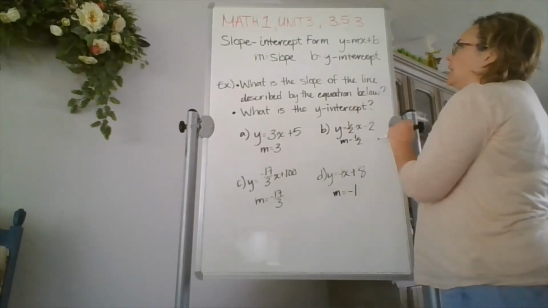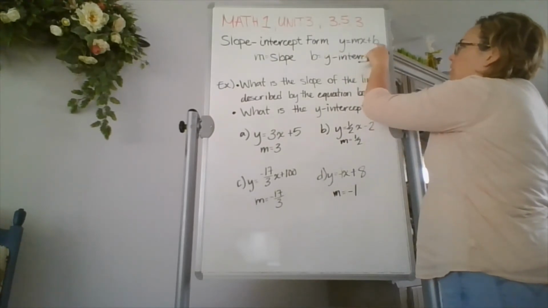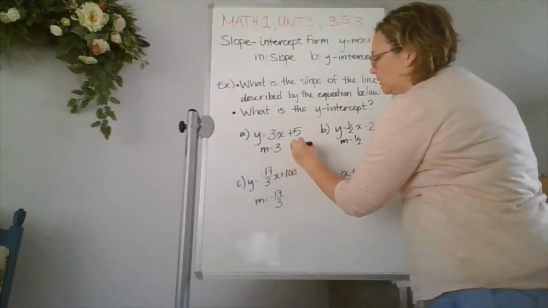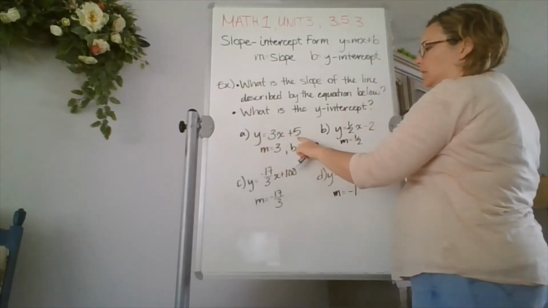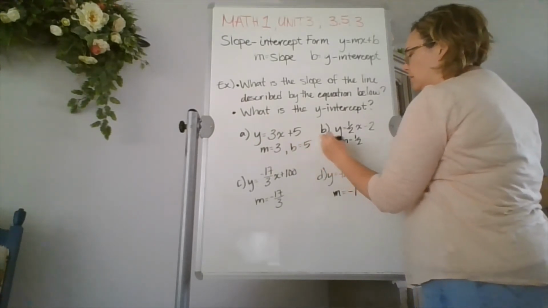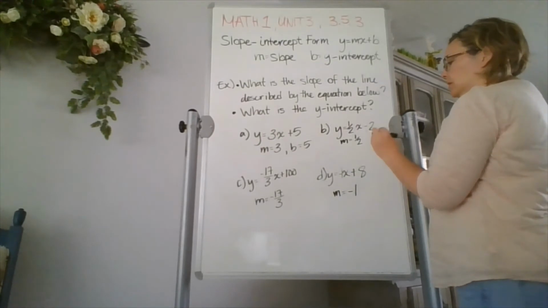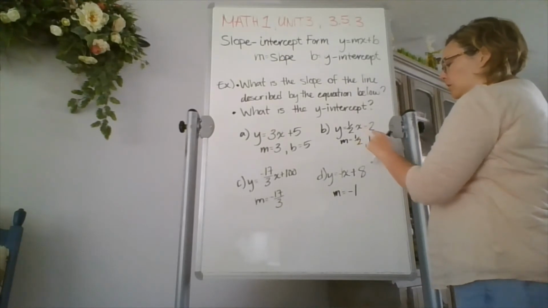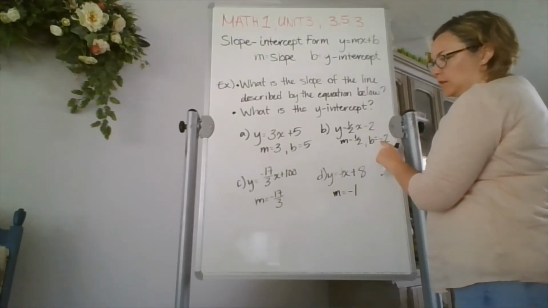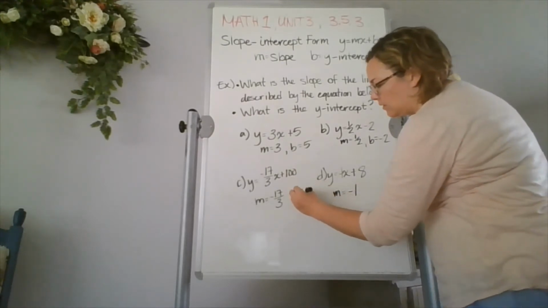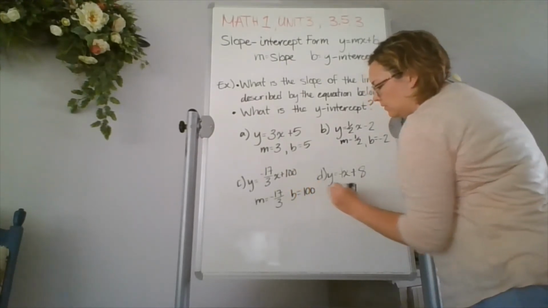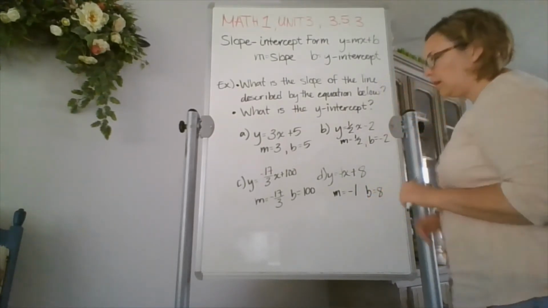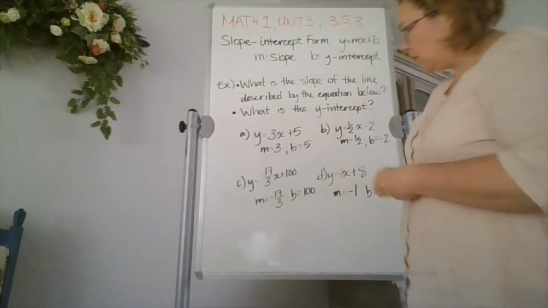So let's identify our y-intercept. Our y-intercept is what is being added or subtracted from our x term. So b, in this first example, is 5. 5 is being added. In our second example, 2 is being subtracted, so our y-intercept is negative 2. The negative comes down because of the subtraction. Here we are adding 100. And here it is 8. Okay, so that is how we identify the slope and y-intercept given an equation.